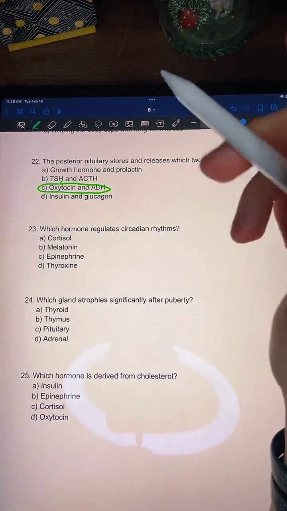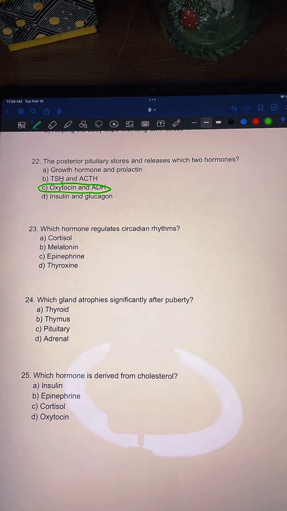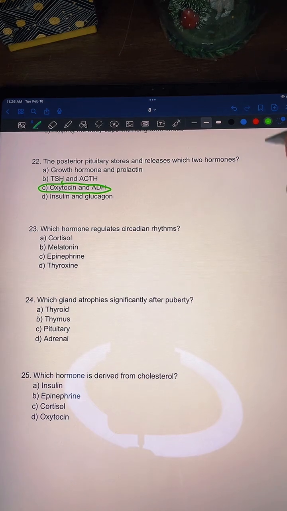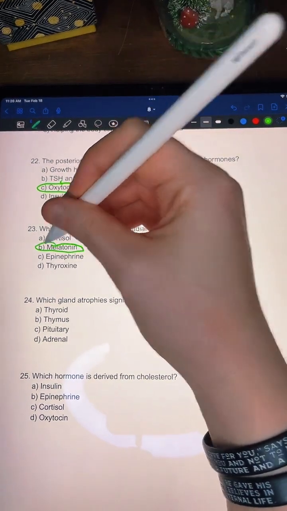Which hormone regulates the circadian rhythms? This one should be a pretty easy one. You guys should know this one. B, yes. Melatonin.